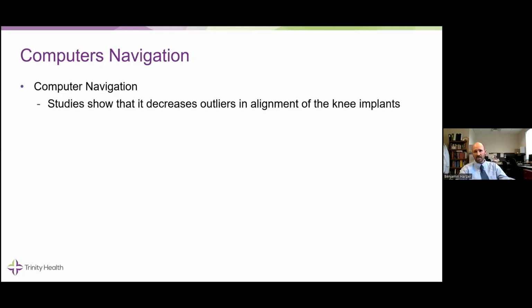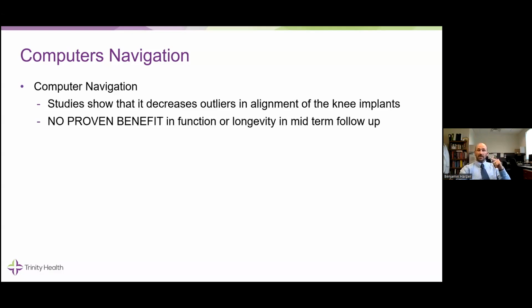So in light of that, a few things that come up and people ask about: computers or navigation. A lot of things, technology in medicine is exciting and it's intriguing. As new things come out, one of the questions I try and ask myself is, is there a proven benefit, or is this a cool gadget? So computer navigation, the studies show that it does decrease outliers in alignment between femur and tibia of the knee implants, which sounds good. But there is no proven benefit in function or longevity, at least in midterm follow-up. It does add time and cost to the procedure.